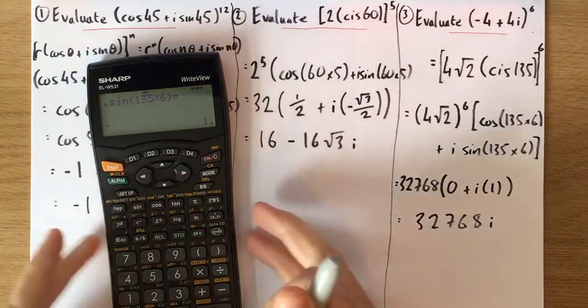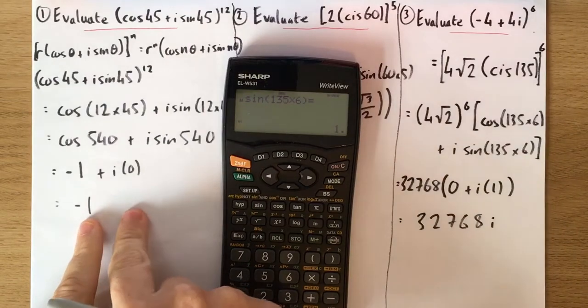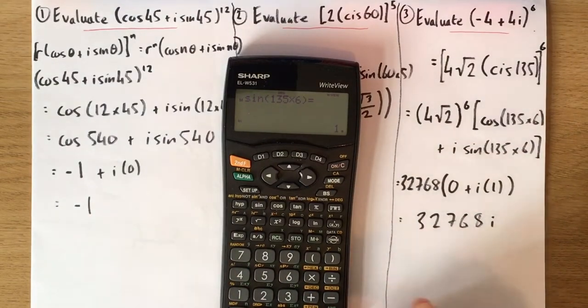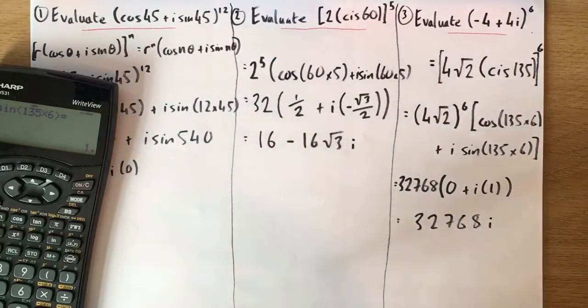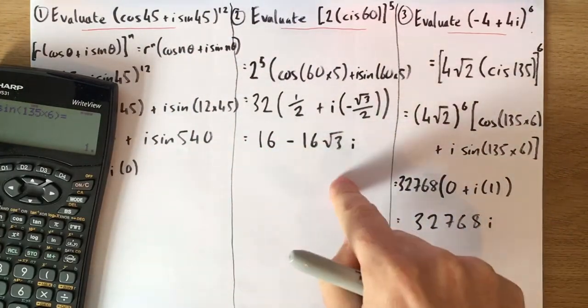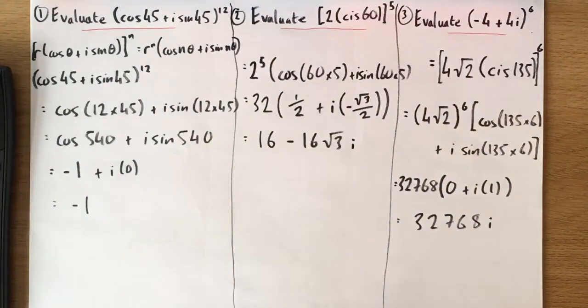So just like in that first one, I just ended up with a real number, no imaginary part. Second one, I ended up with just an imaginary number, no real part. Third one, I ended up with a complex number with both a real and an imaginary part. I've done all of these using degrees. It's perfectly fine to do them using radians as well. You will get the same answer in the end.